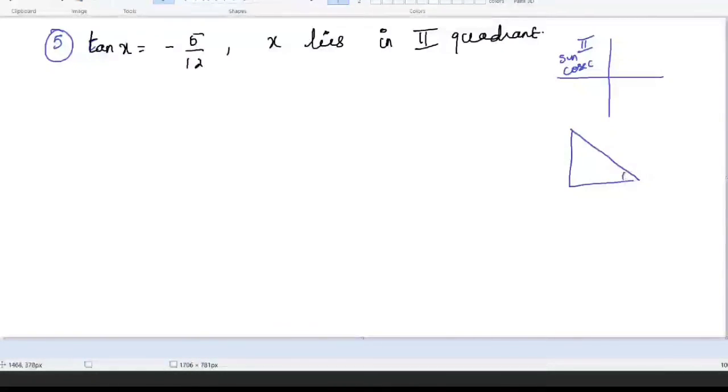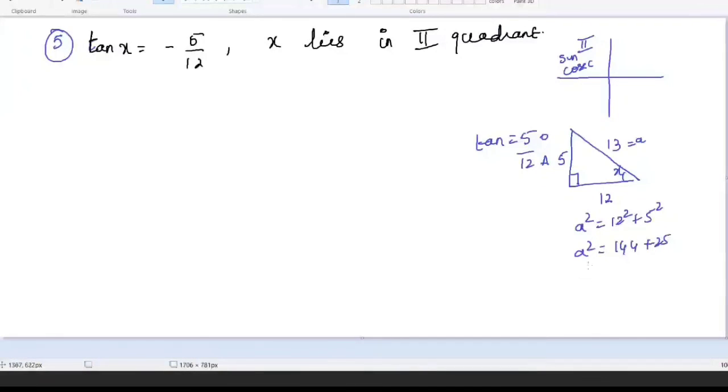So here this is x, right angle. So tan is given as 5 by 12. So this is opposite by adjacent. So this is opposite 5 and this is 12. So 144 plus 25, 169. So this has to be 13. Yes, if you are not able to understand, then work it out. Now hypotenuse you do not know. So a square is equal to 12 square plus 5 square. So a square is equal to 144 plus 25. So a square is 169. A is equal to 13.